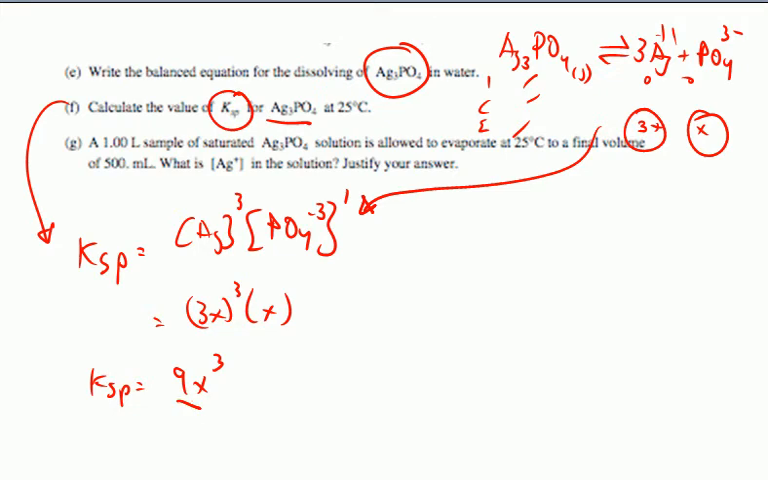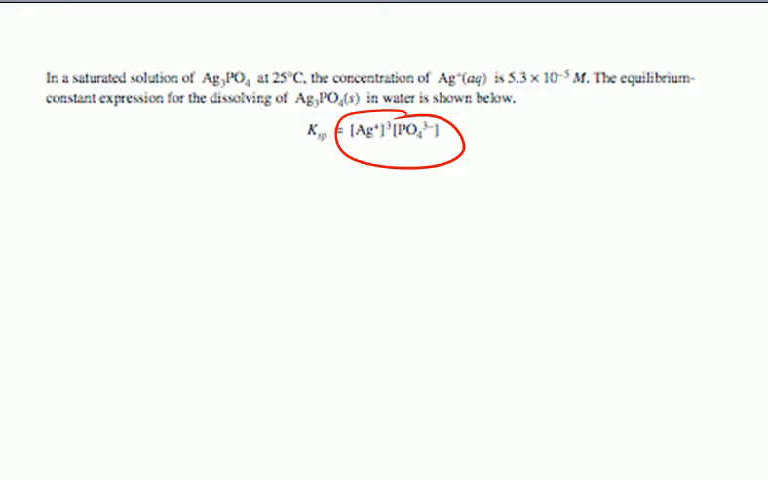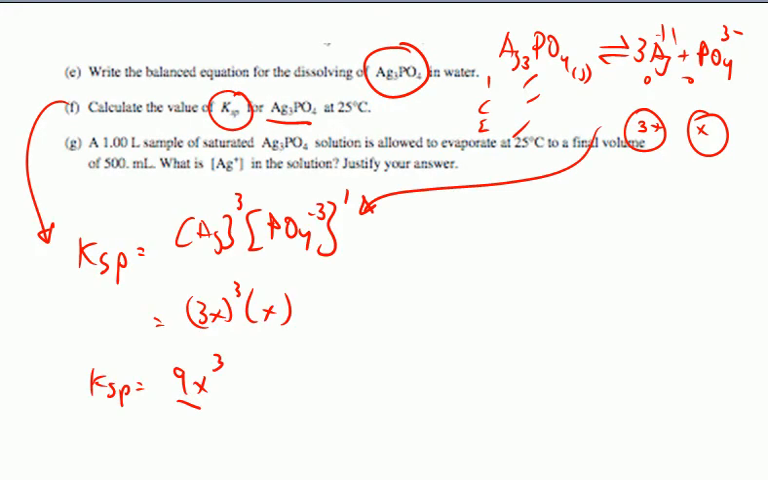So let's look back in the previous example and see if they gave us x. It says that the concentration of Ag+ is 5.3 times 10 to the negative fifth, in the saturated solution. Remember, saturated means at equilibrium. So at equilibrium, the saturated solution is 5.3 times 10 to the negative fifth for Ag+.